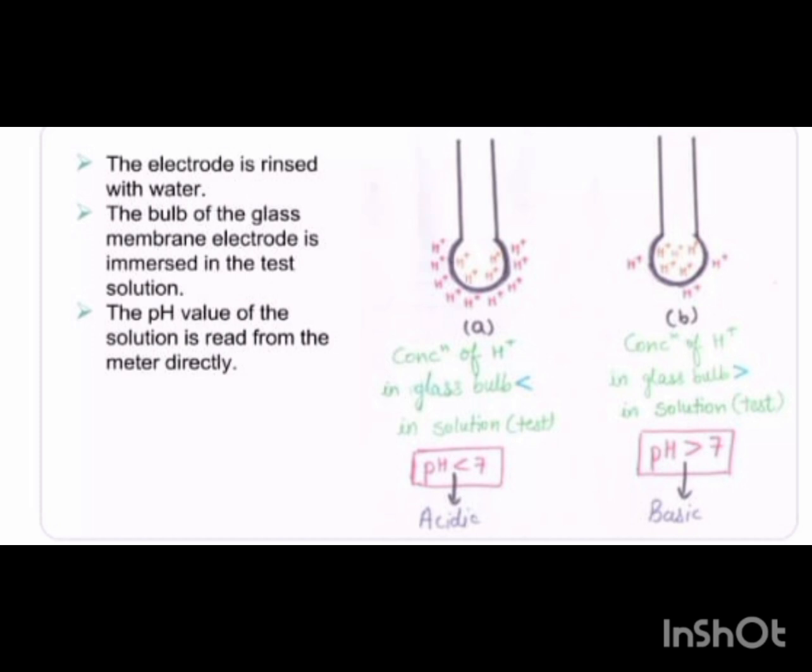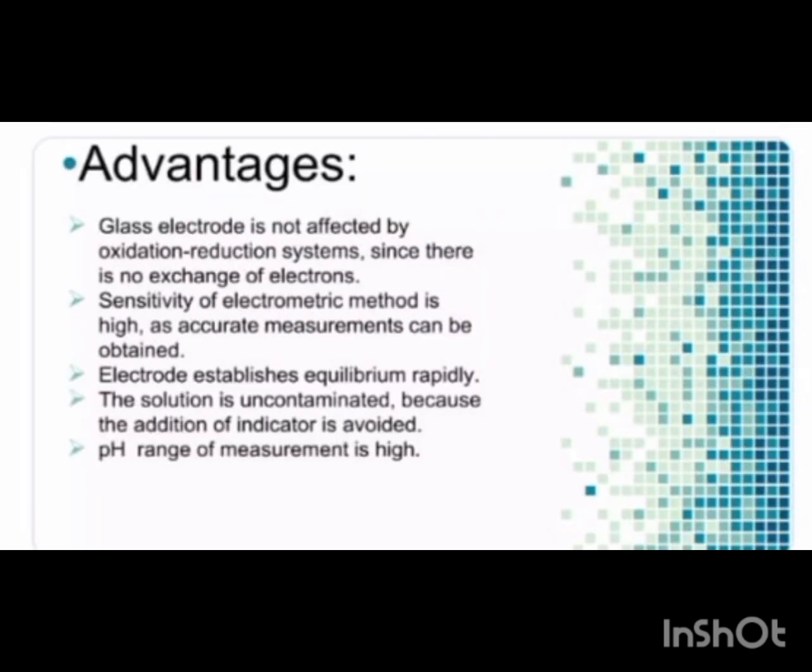What are the advantages of this method? The glass electrode is not affected by oxidation and reduction systems since there is no exchange of electrons. Sensitivity of electrometric methods is high and accurate measurements can be obtained. The electrode establishes equilibrium rapidly. The solution is uncontaminated because the addition of indicator is avoided.